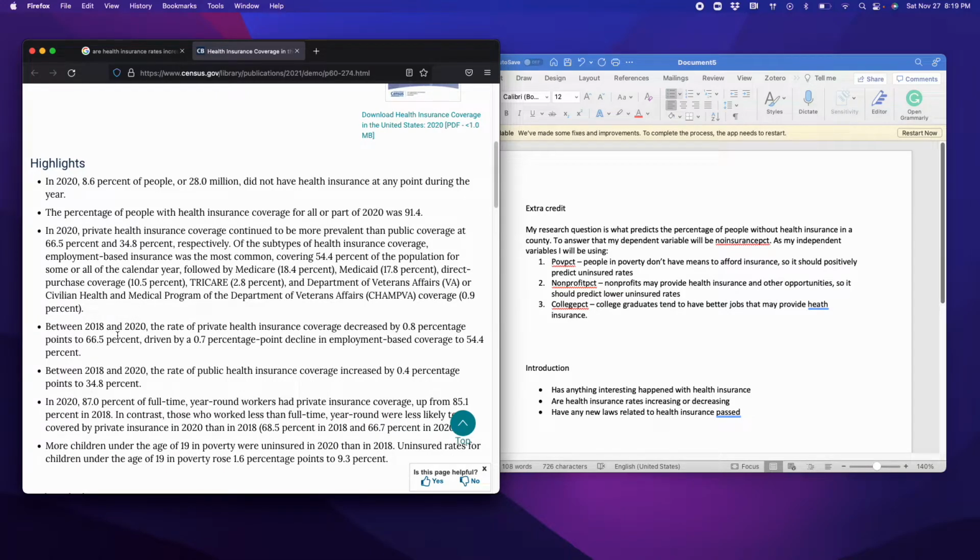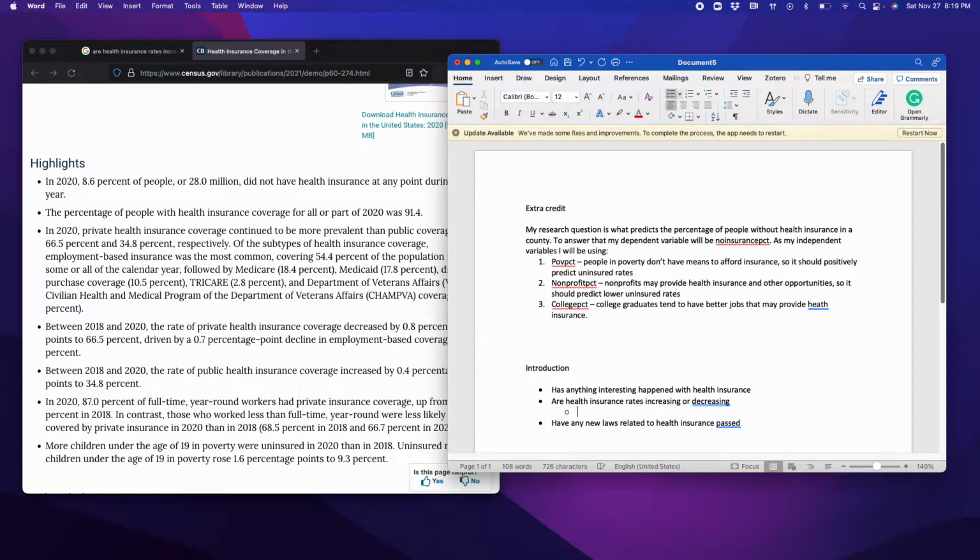So between 2018 and 2020, the rate of private health insurance decreased. So I'm getting some answers, right? Are health insurance rates increasing or decreasing? Fewer people are insured than in 2020. I can also pull the number about what percentage of people don't have health insurance. In 2020, 8.6% of people didn't have health insurance.